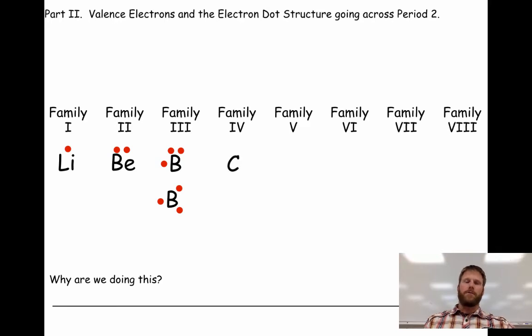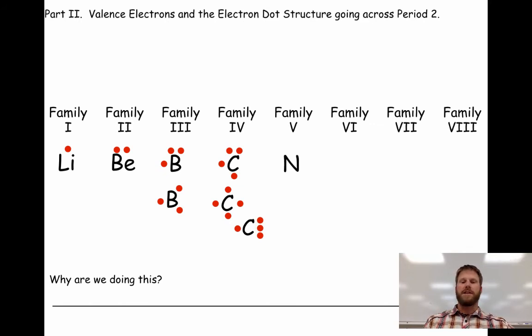Carbon is family number 4, so if we do its electron dot, we'd have 2 electrons in the 2s orbital and then 2 electrons in the 2p orbital. We can also represent carbon as an electron dot by putting 1 dot on each side of carbon, or we could represent it as 3 dots on one side of the carbon and another dot on the other side.